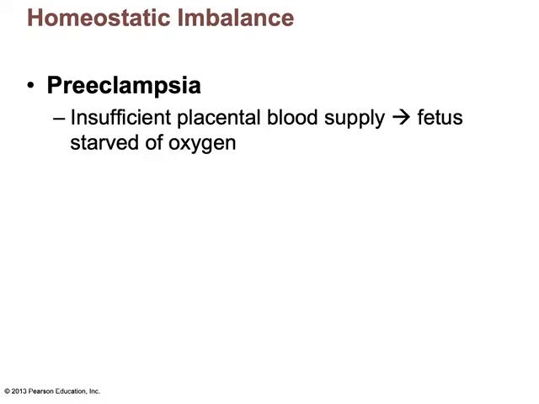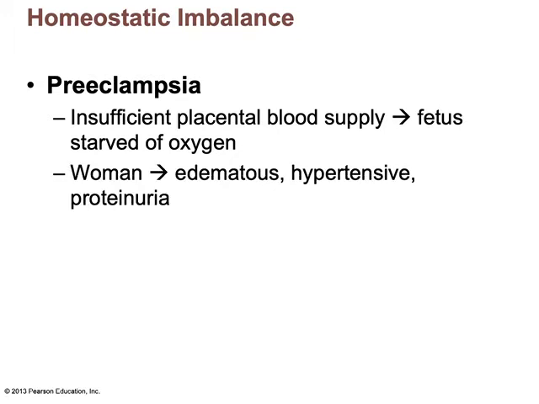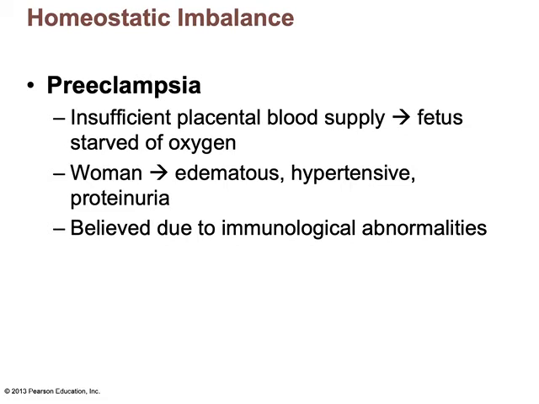Preeclampsia is the result. It results in insufficient placental blood supply. The fetus gets starved of oxygen. The woman becomes edematous and hypertensive, and we'll see protein in the urine. And we think this may be due to the mother's immune system actually attacking the fetal tissue. Remember that there are antibodies that are small enough to cross the placental barrier, and in some cases, they may end up producing these types of complications.